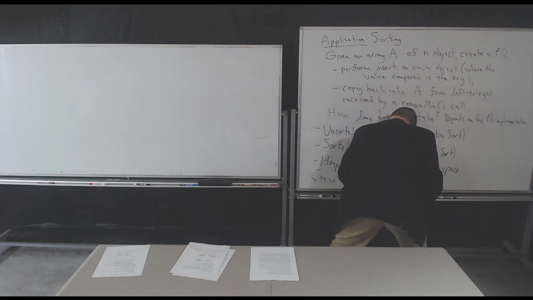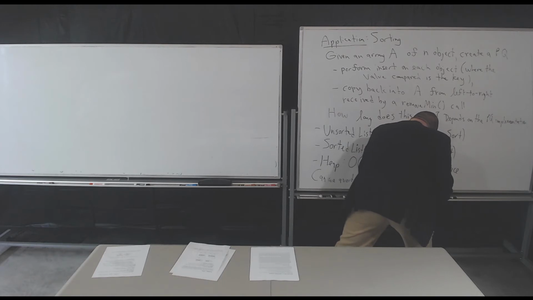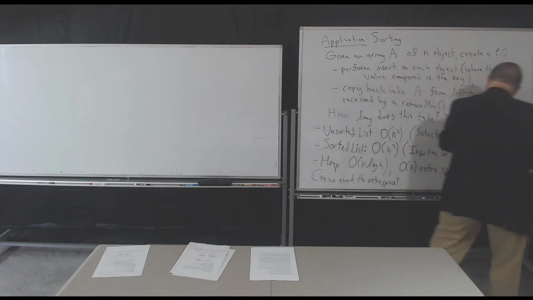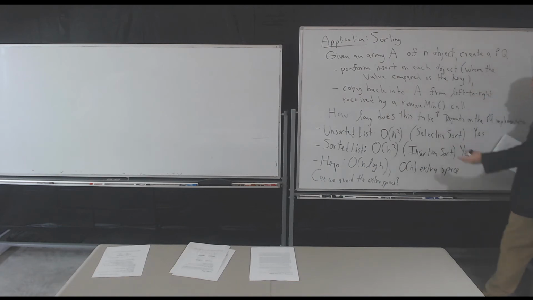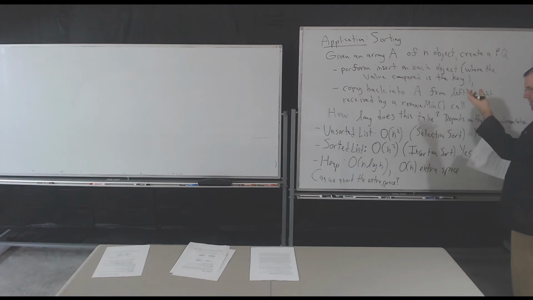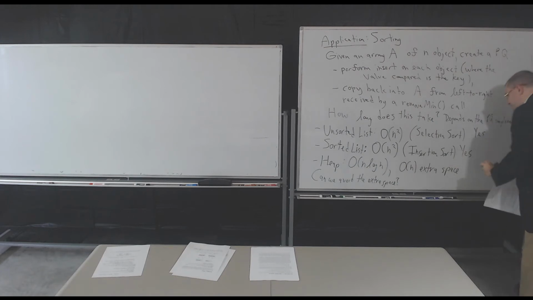Can we avoid the extra space? The answer, of course: these ones, you've seen these before. You just have the array, and you perform the operations directly on the array where you permute elements, or you do insertions, or you find the element, then you move them around. It's just shuffling. Those ones you know how to do. This one, yes, you can also do that as well.